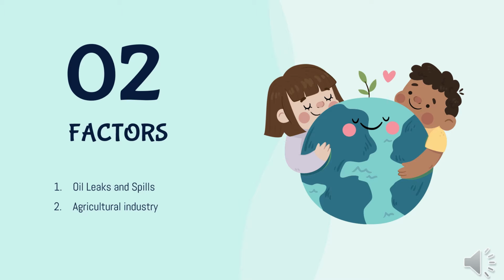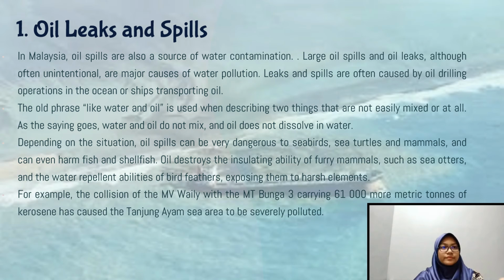Second section, Factors. Now I'm presenting the first factor. The first factor is oil leaks and spills. In Malaysia, oil spills are also a source of water contamination. Large oil spills and oil leaks, although often unintentional, are major causes of water pollution. Leaks and spills are often caused by oil drilling operations in the ocean or ships transporting oil.